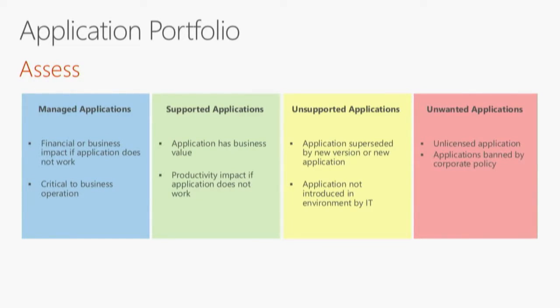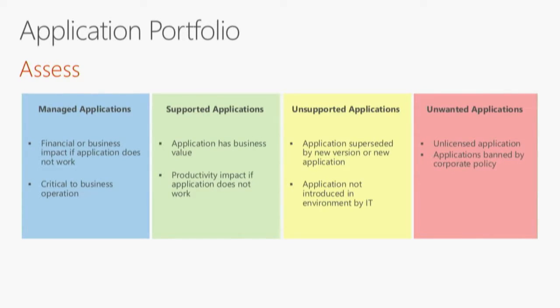Then you've got supported apps. So it provides value to the business, but if it didn't work, it would be more of a productivity hit than financial impact. Okay, so you've got that. You've got unsupported applications. So that's where, yeah, there's a new version, this is an old version, we're not supporting it. Or you've got all these apps sneaking into the environment because it's something like Chrome and it installs in your user profile. Or you're using SaaS applications and anyone can go out and sign up to Slack or whatever the case is. So they might not be introduced by IT, but they are in the environment.